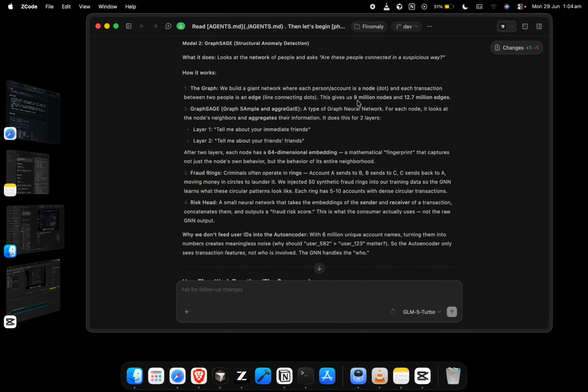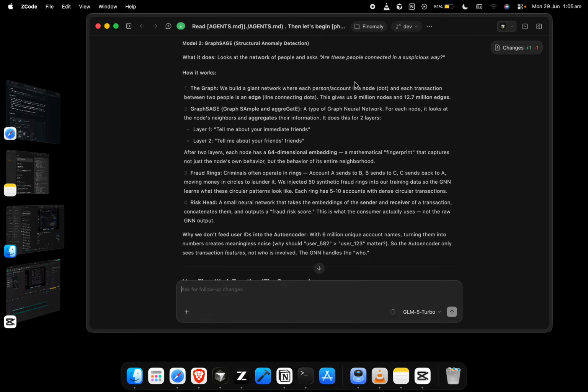Each transaction between 2 people is an edge. So this is lines connecting dots. This gives us 9 million nodes and 12.7 million edges. That's from the interconnected web of accounts. Then GraphSage, this is a type of graph neural network. For each node, it looks at the node's neighbors and aggregates their information. It does this for 2 layers. Layer 1, tell me about your immediate friends, and then layer 2, tell me about your friends' friends.